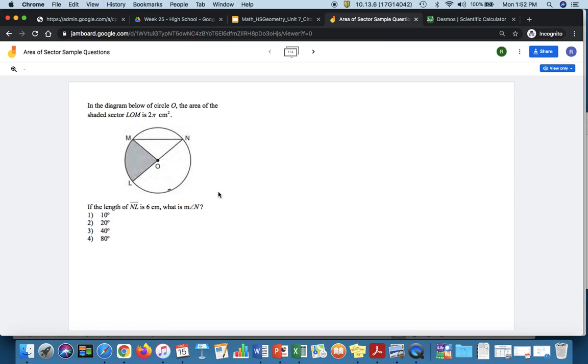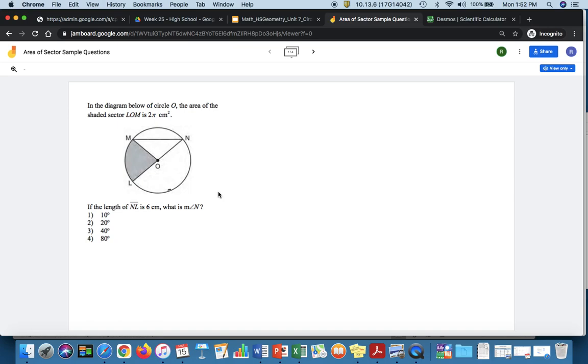So, in the first question here, it reads: in the diagram below of circle O, the area of the shaded sector LOM is 2 pi centimeters squared. If the length of NL is 6 centimeters, what is the measure of angle N?